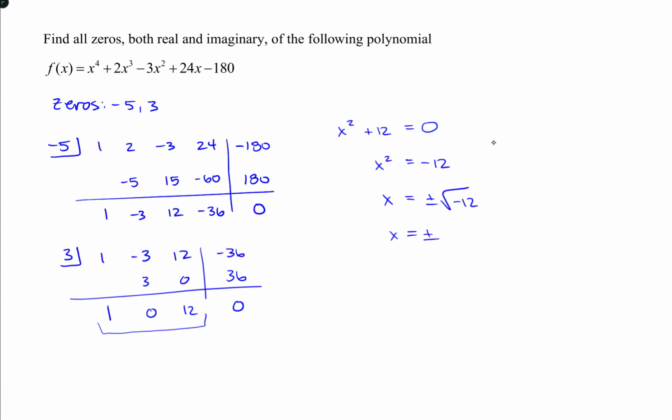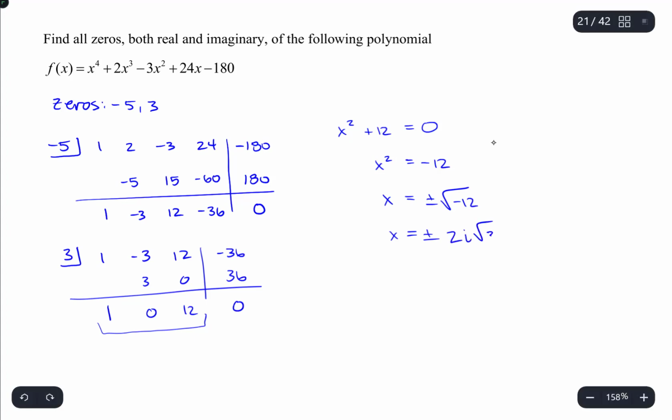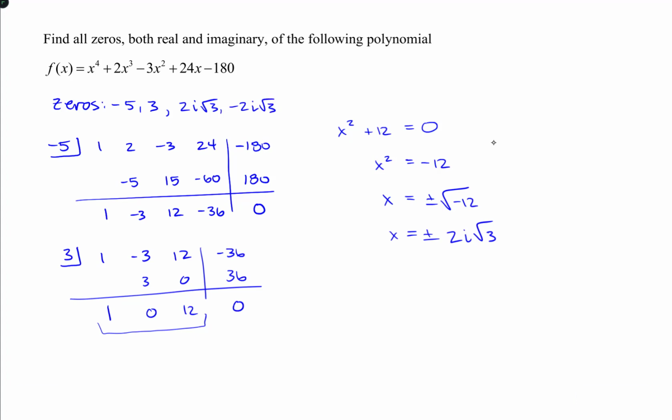And the square root of -12 can reduce. So 12 is 4 times 3. 4 can come out from underneath the square root and become a 2. The negative can come out as i and leave me √3. So the remaining zeros here, 2i√3 and -2i√3. Or if you use the plus or minus notation, that's fine as well.